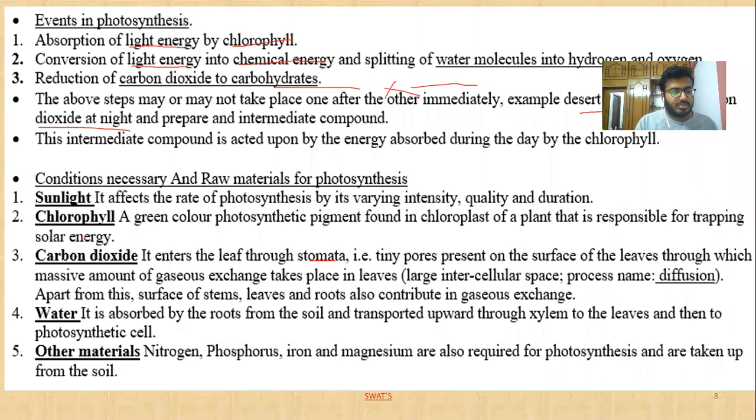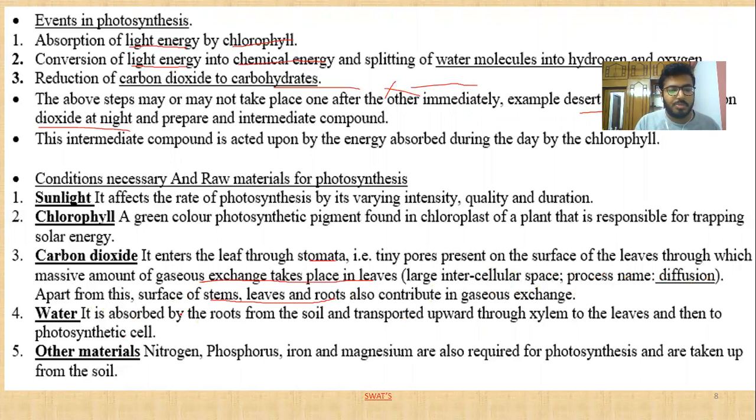Now, so hope you understood this. Gaseous exchange takes place in leaves, through the large intercellular space. The process name is diffusion. Yesterday we did what? High concentration to low concentration. Apart from this, the surface of stems, leaves and roots also contribute to gaseous exchange. Stems and roots also have gaseous exchange.